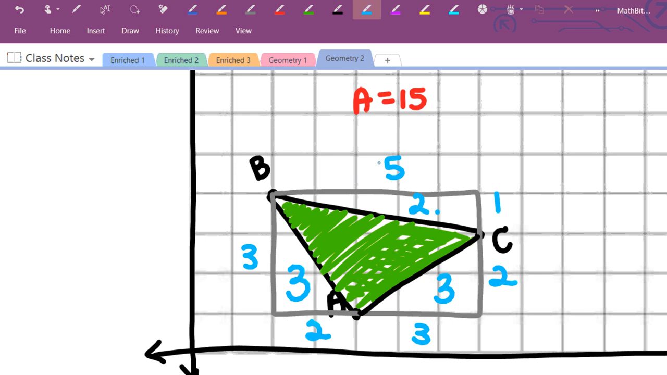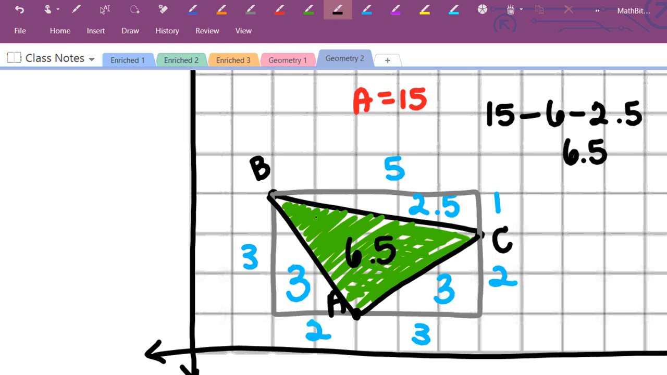2.5. So how do we find the area of our triangle? 15 minus 6 minus 2.5. We don't need a calculator to do that. What's 15 minus 6 going to give us? 9 minus 2.5 more. 6.5. So what's the area of this triangle? 6.5. Go in right now, find the area of the big triangle.